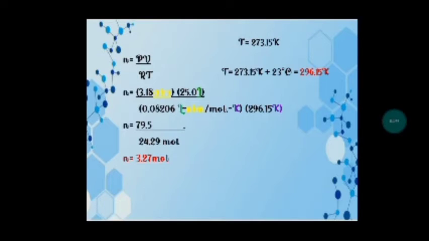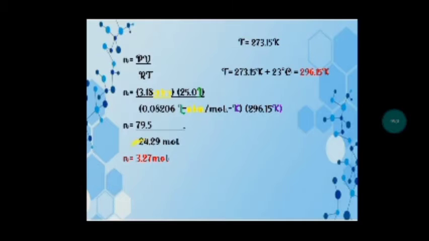And substitute the value here. In our formula, the temperature is 296.15 Kelvin. So, multiply the 3.18 atm and 25.0 liters. It comes up to 79.5 liters atm. And also here, the 0.08206 and the 296.15 Kelvin multiplied.